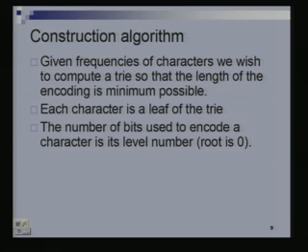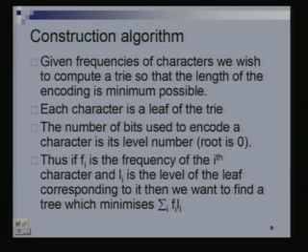Yes, where I am assuming that the root is numbered 0. So if the ith character has a frequency of f sub i and has a level number of l sub i, then what is it that we are trying to minimize? Summation f_i l_i. Everyone understands this? So we have to choose a tree so that this quantity is minimized.